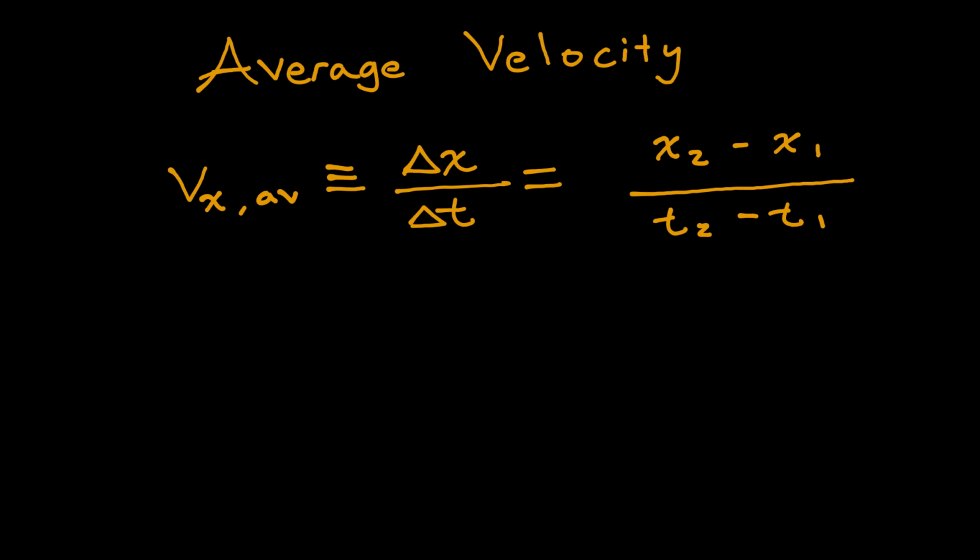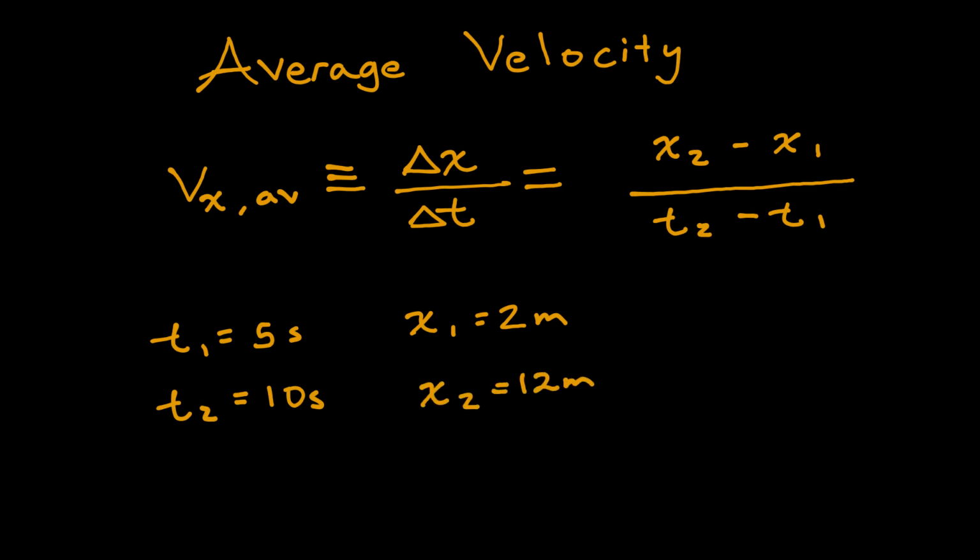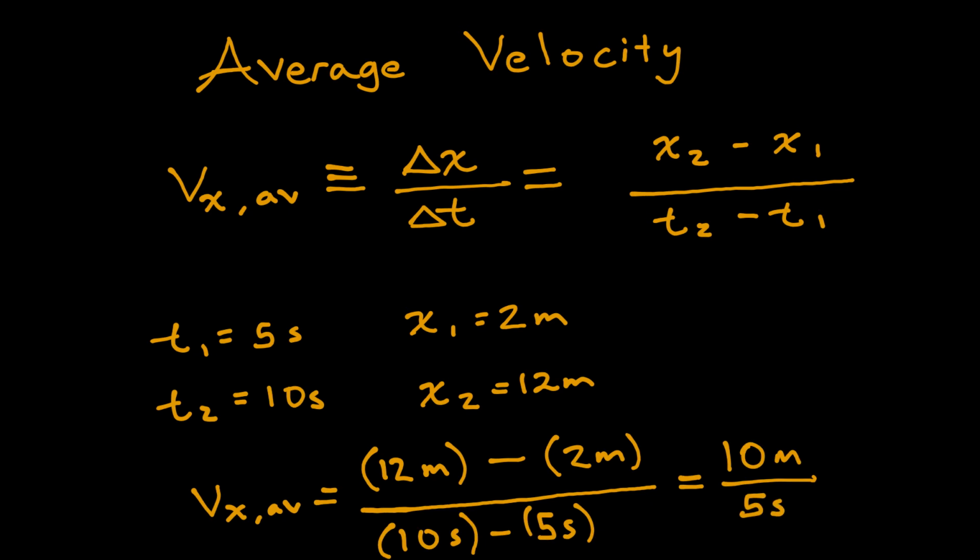For example, let's assume the train started moving at t equals 5 seconds, and its initial position was x equals 2 meters. And it traveled and eventually stopped at 10 seconds, and at the position x equals 12 meters. Then we just substitute these numbers into the equation for the average velocity, and we would get the average velocity to be 2 meters per second. Looking at the formula again, notice that if x1 was larger than x2, we'd have a negative average velocity, and that's fine, you can have that.